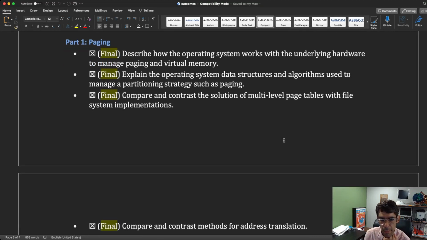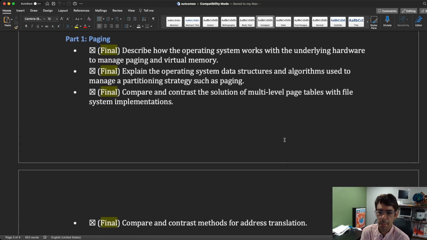And the last set of learning outcomes here: describe how the operating system works with the underlying hardware to manage paging and virtual memory. So when the operating system starts up, it has to set up that fault handler. And then this is telling the hardware, hey, if there's a fault, you should call me here so I can run this code. And then once that fault happens, the operating system has to handle the fault. The hardware tells the OS a fault has happened. It's the OS's job to handle the fault.